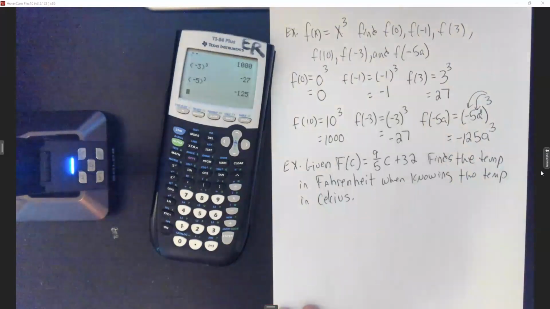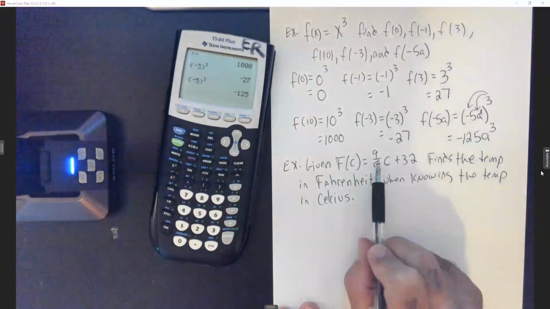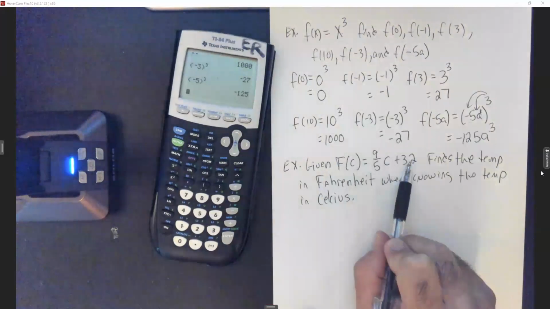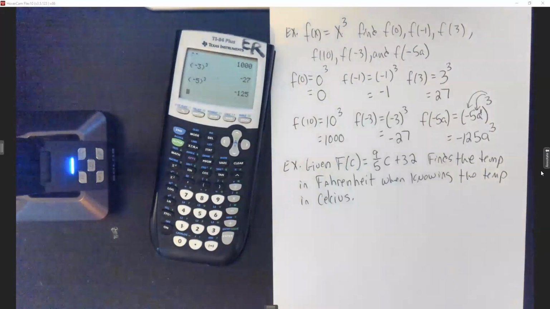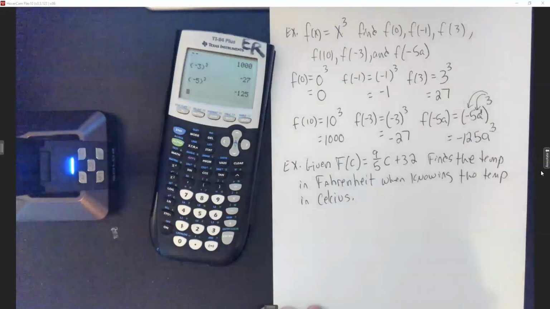An example would be the freezing point in Celsius is 0. So that would be a 0. 0 times 9/5 is 0. And 0 plus 32 is 32, which would be the freezing temperature in Fahrenheit. Okay? And then they got formulas that you can find Celsius given the Fahrenheit. So we're just worried about this one.